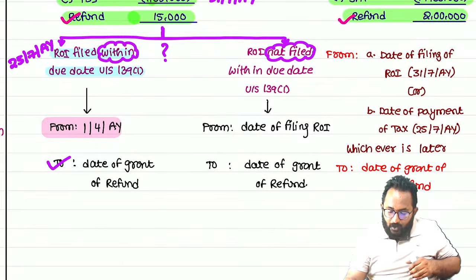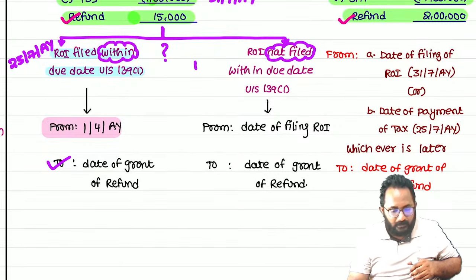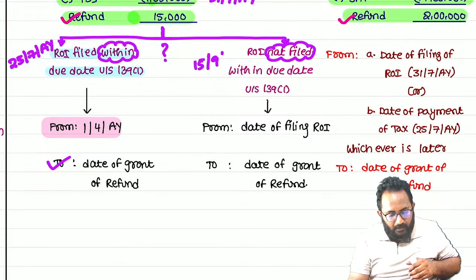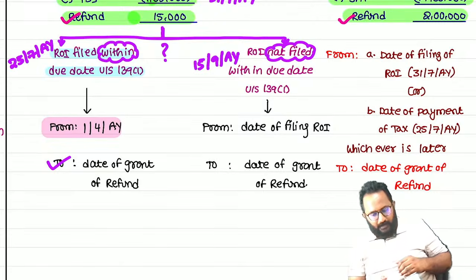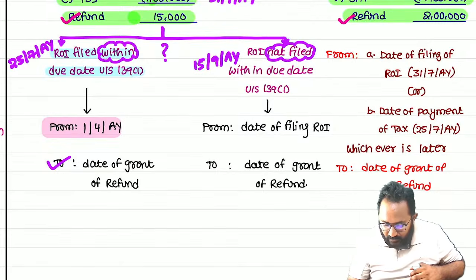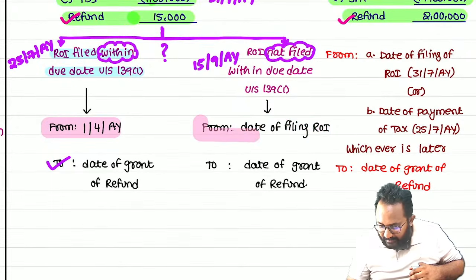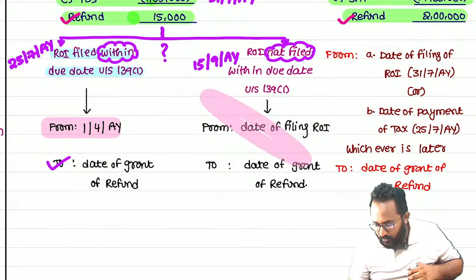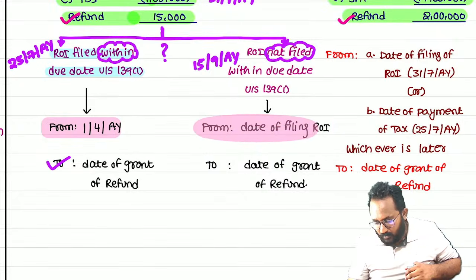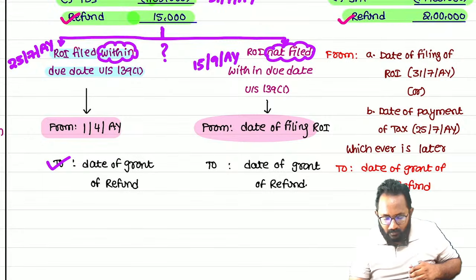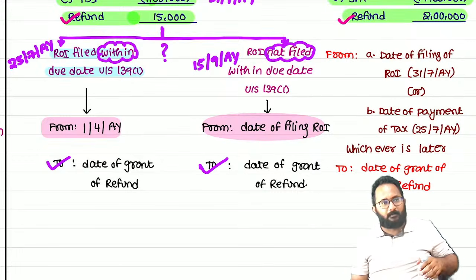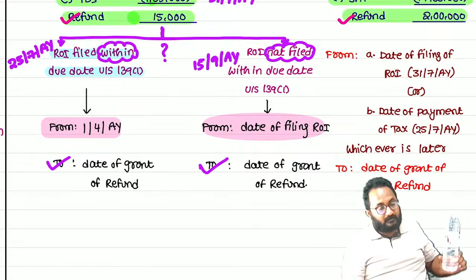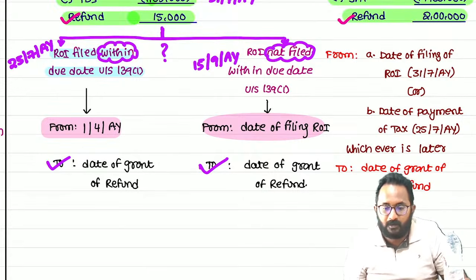Now, if you filed the return of income on 15th September of the assessment year, is it within or after? After the due date. If you file after the due date, you will get the refund-related interest from the date of filing, that is 15th September of the assessment year, to the date of grant of refund. So that's why always please file the return before the due date.